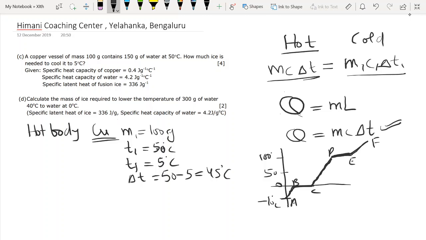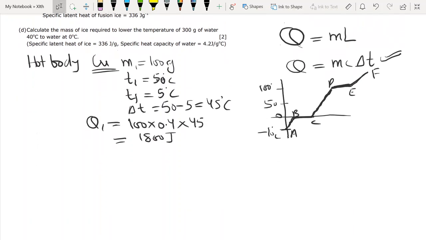So what is the heat lost by the copper vessel? Let me write it as Q1, which would be, again I will use mc delta T. So m is 100, c is given 0.4, and delta T is 45. So this would be 1800 joules. Now understand, this copper vessel contains water. So water again is a hot body.